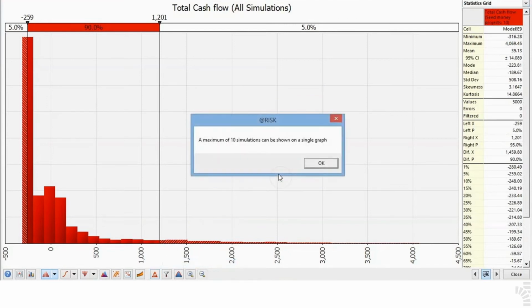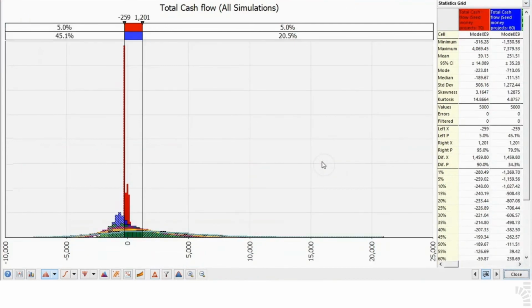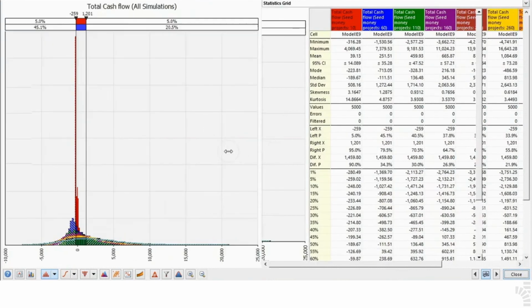@RISK will warn on the maximum number of simulations. Just click OK to accept the limit and accept to see the following chart. Several chart options have to be changed in order to make this chart more readable. 67. Slide the left wall of the statistics grid in order to fit space for 10 columns.